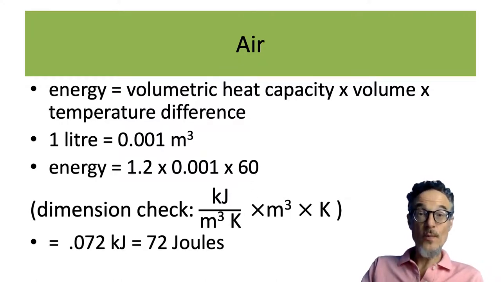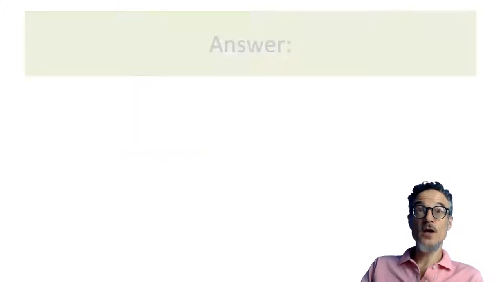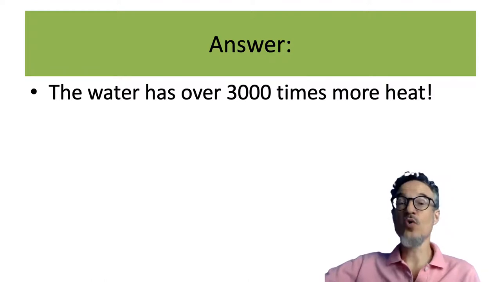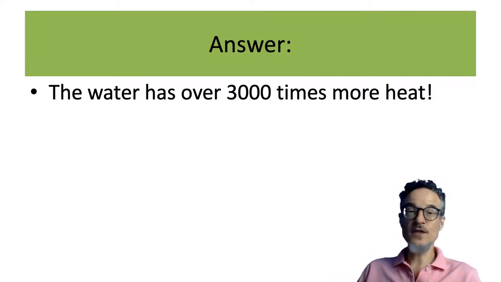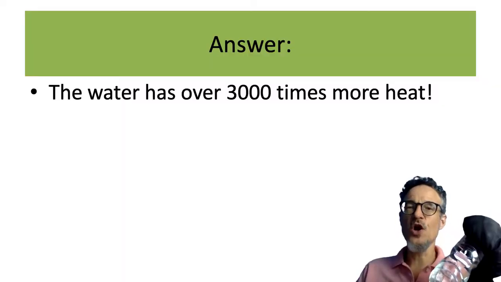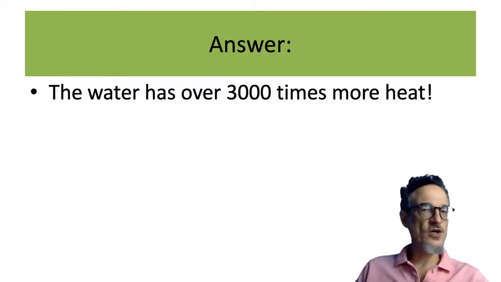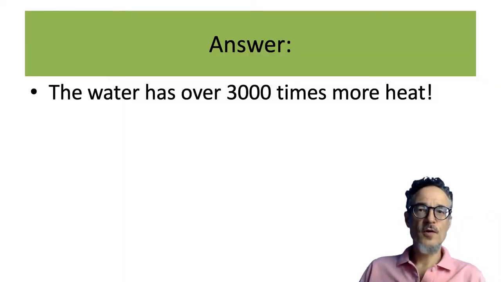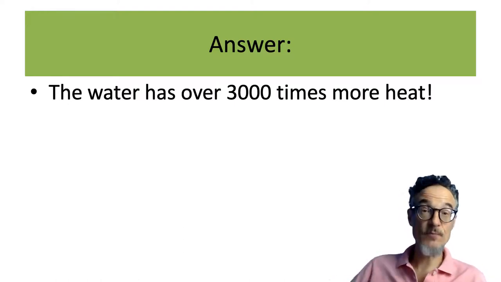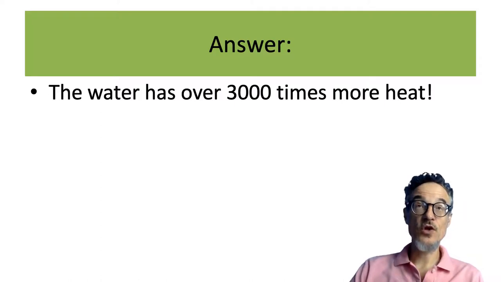So the answer for how many times more heat: water has over 3,000 times more heat than the hot air. So if you do want to stay warm, you want to use a hot water bottle. Nobody's heard of a hot air bottle because they just don't have a lot of heat in them. They may be hot in temperature, but they won't make your bed warm.